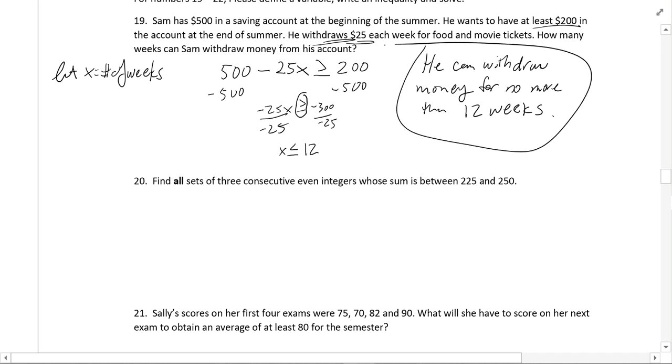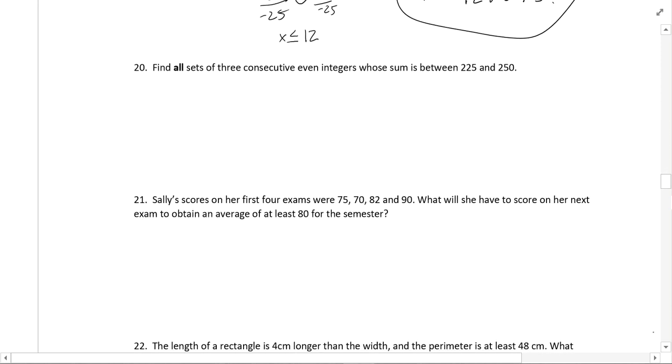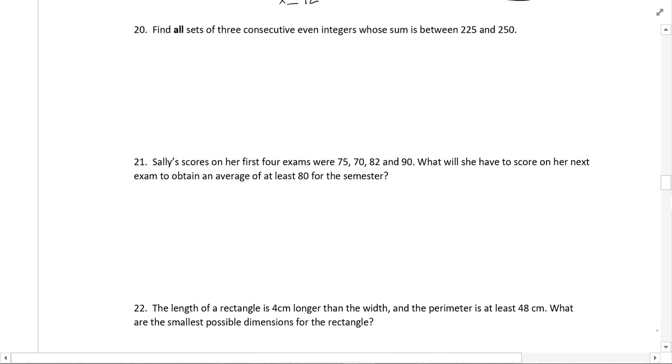All right, let's take a look at the next problem here. It's saying find all sets of 3 consecutive even integers whose sum is between 225 and 250. All right, it wants all sets. That means we're probably going to have more than one set of answers. And 3 consecutive even integers, so you have to go back to what you know about consecutive integers and even and odd integers. An example of consecutive even integers would be 10, 12, 14, okay?